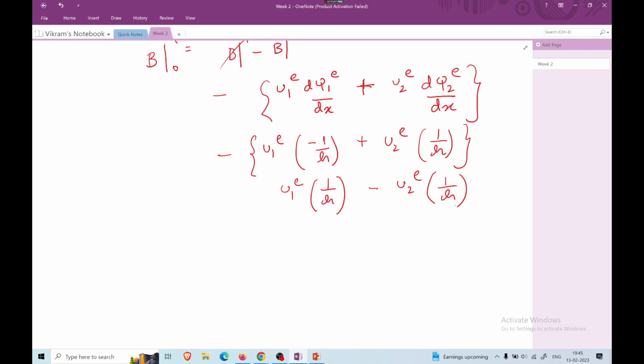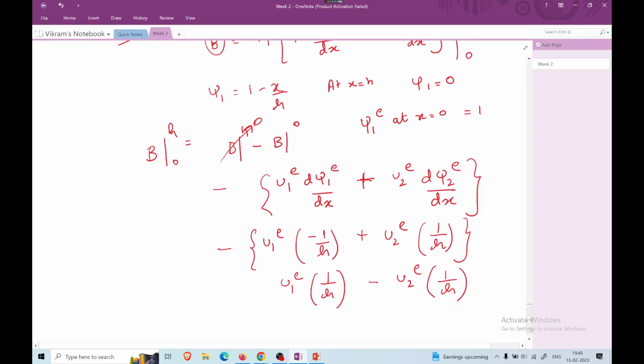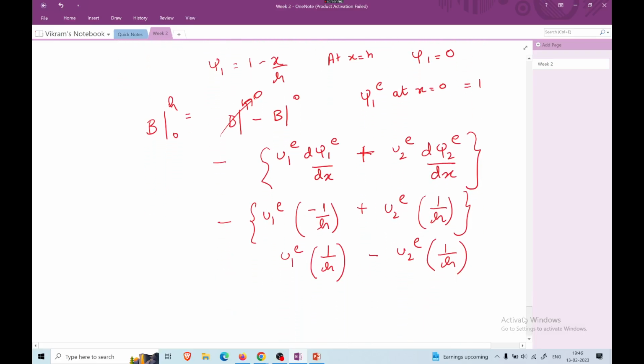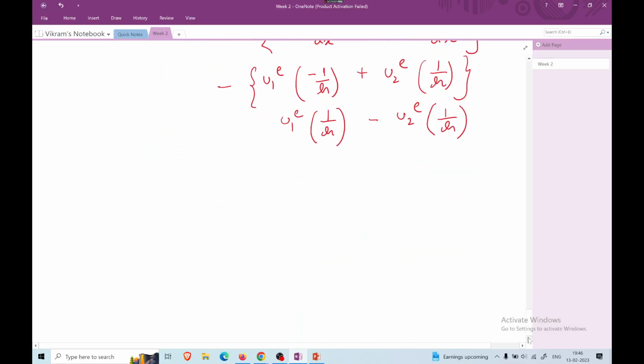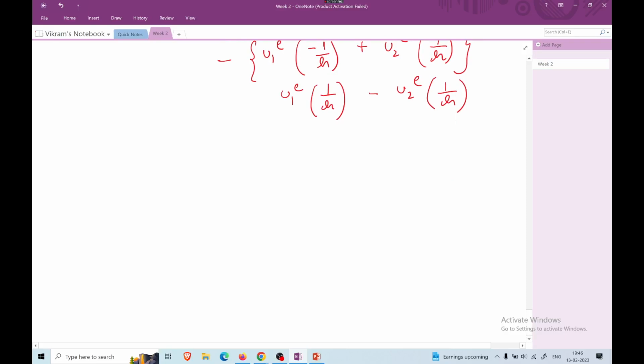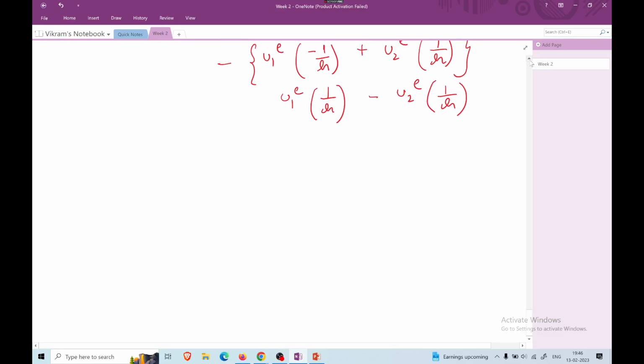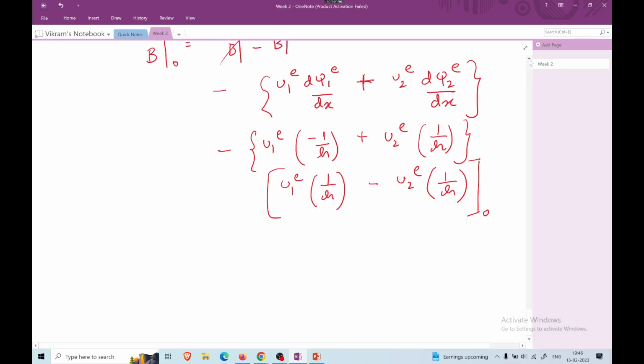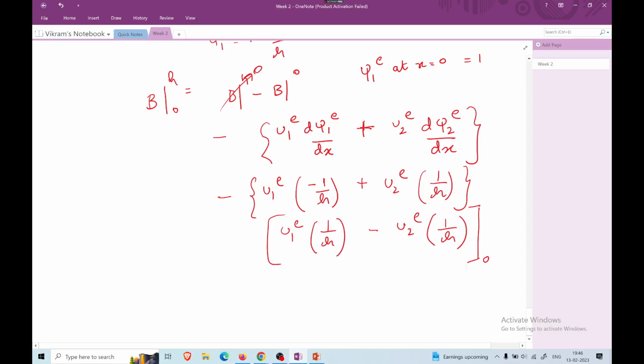So the boundary term we have evaluated for i is equal to 1, right? And this is for 0, correct? This whole thing I am evaluating at 0.